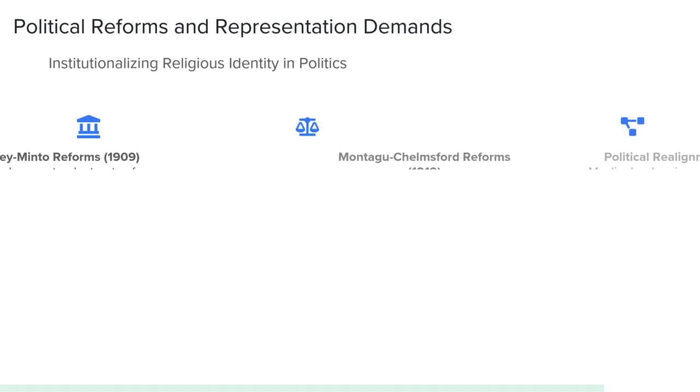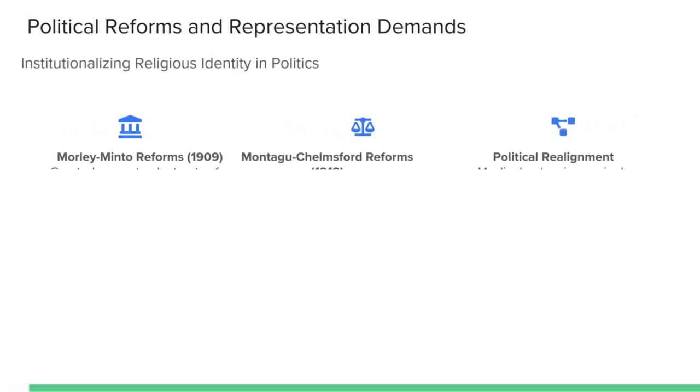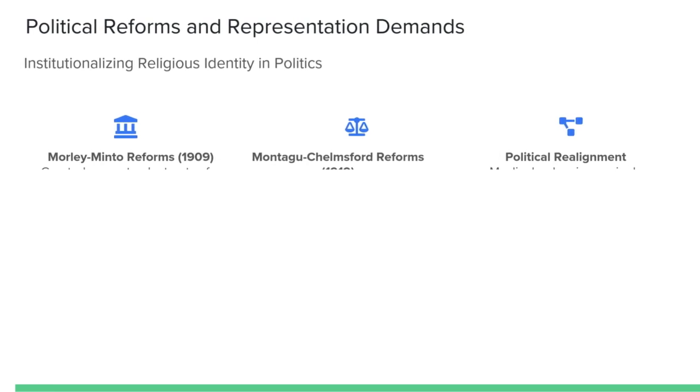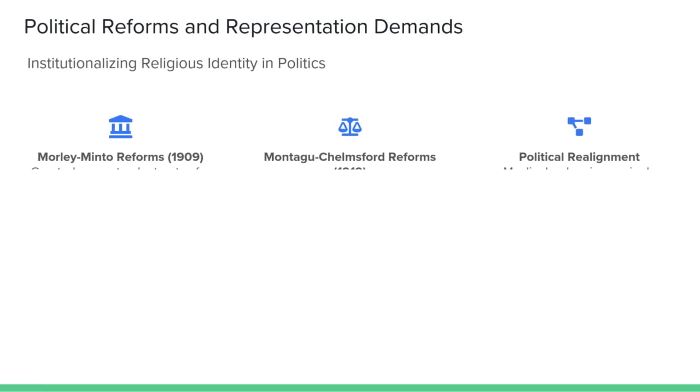Political reforms and representation demands. Early 20th century reforms introduced communal electorates. These reforms acknowledged religious identity in governance. Muslims began to seek representation not just as citizens but as a distinct electorate.